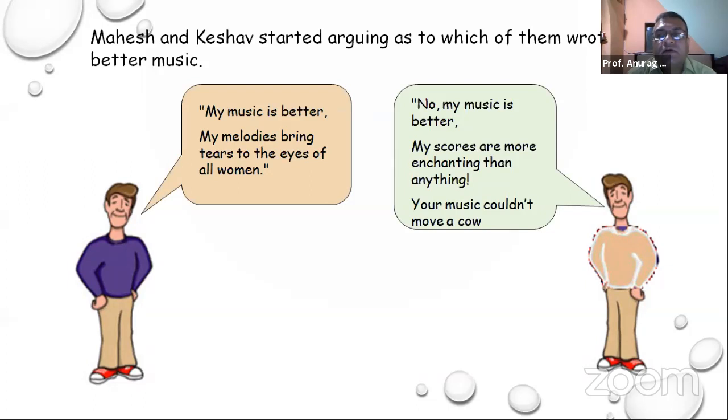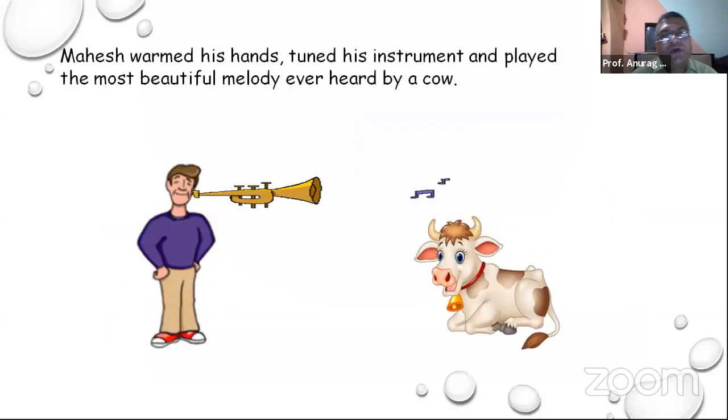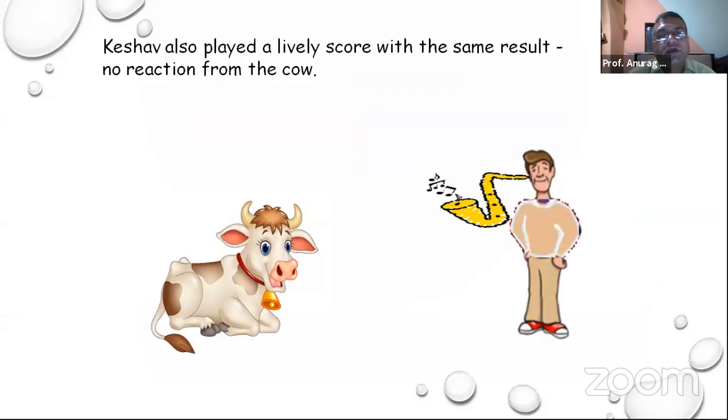And Mahesh said that my music is better. My music is more enchanting than anything. Your music cannot move even a cow. So they decided that they will make music for the cow. They asked a peasant, would you mind if we play something for your cow? The peasant agreed. So Mahesh played the most beautiful melody ever heard by the cow, but the cow was unmoved. And the same thing happened with Keshav, who played a lively score with the same result and no reaction from the cow.